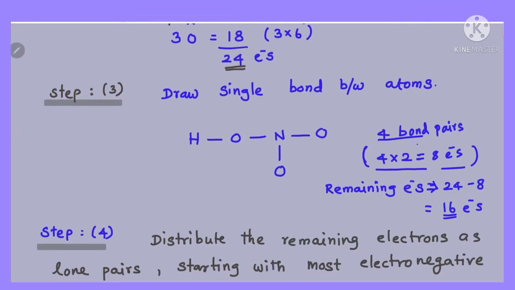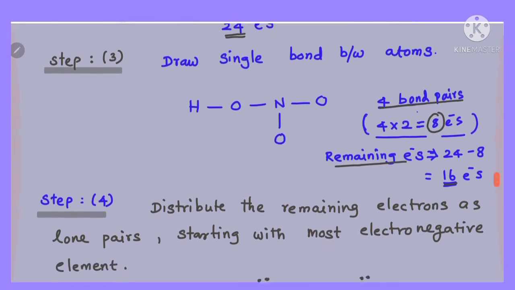So now I have drawn the single bonds between the atoms: nitrogen and oxygen, and oxygen and hydrogen. For drawing these 4 single bonds, 4 pairs of electrons are used, which are called bond pairs. That is 4 into 2, totally 8 electrons are used for making these 4 bonds, whereas this molecule has totally 24 valence electrons. So after completing these single bonds, the remaining electrons will be 24 minus 8, 16 electrons.